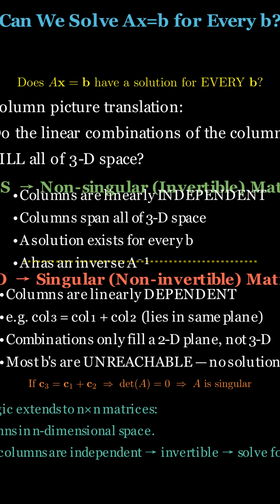This extends to any size. N equations, n unknowns. If the n columns are independent, the matrix is invertible and we can solve for any b. If they are dependent, the matrix is singular.